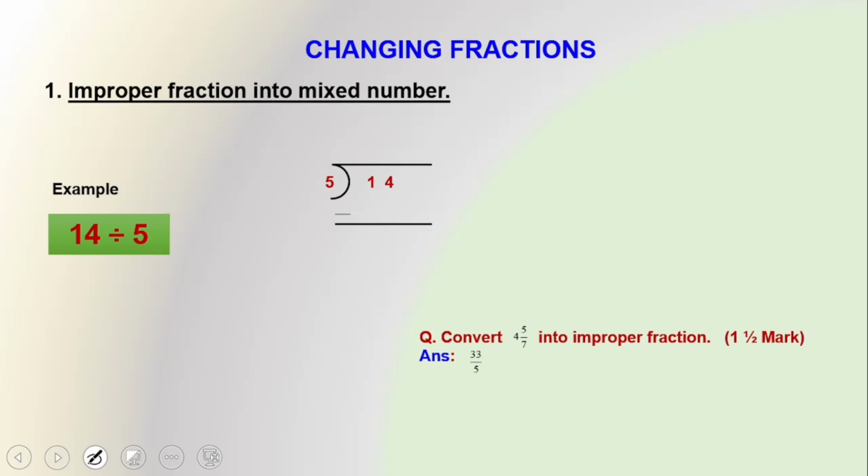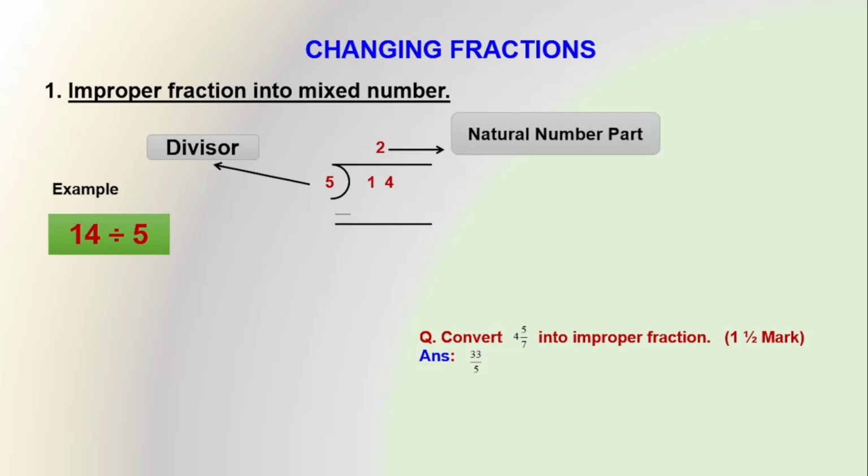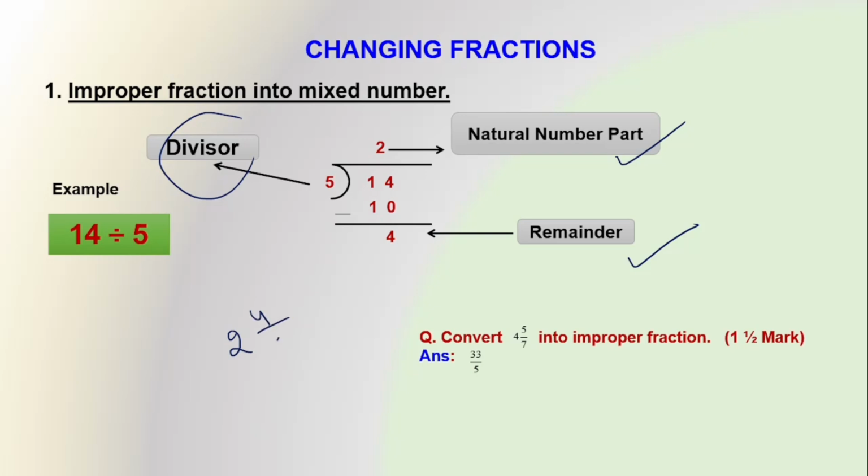Next, changing an improper fraction to a mixed number. How to convert? Now 14 divided by 5. First we divide. 5 times 2 is 10, so the remainder is 4. This is called the divisor, this is called the remainder, and this is called the quotient. The quotient is the natural number. When we write an improper fraction as a mixed number, the quotient becomes the natural part, that is 2 whole 4 by 5. Answer.